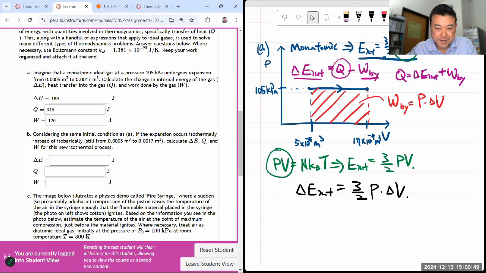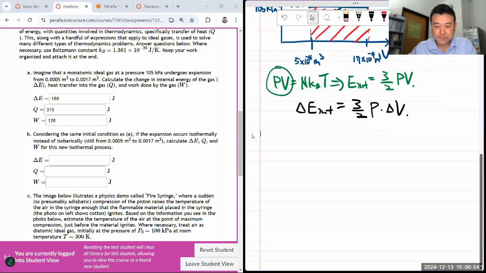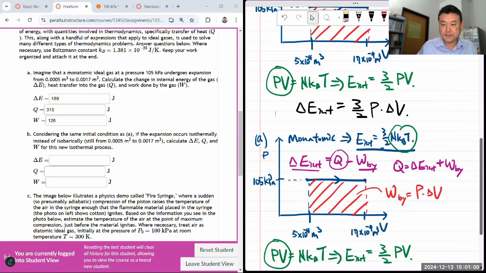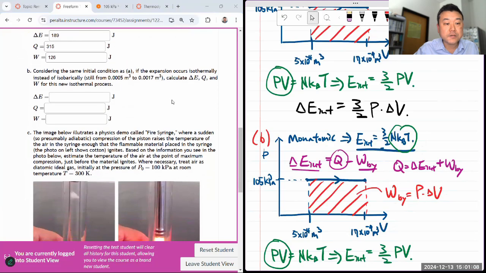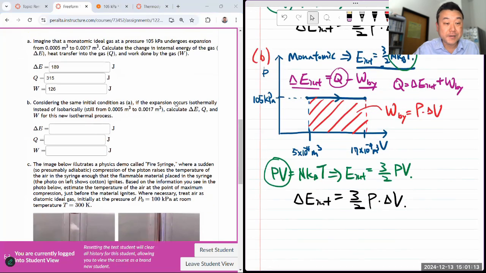Considering the same initial conditions as in A, so let's copy this over, and I can reuse some of the stuff. This time it's B. If the expansion occurs isothermally, I don't think I can use a lot of the stuff. So let's do isothermal expansion. That actually gives me an easy answer for change of internal energy, because no change in temperature means no change of internal energy. And whatever I calculate for work, that's going to be amount of heat.